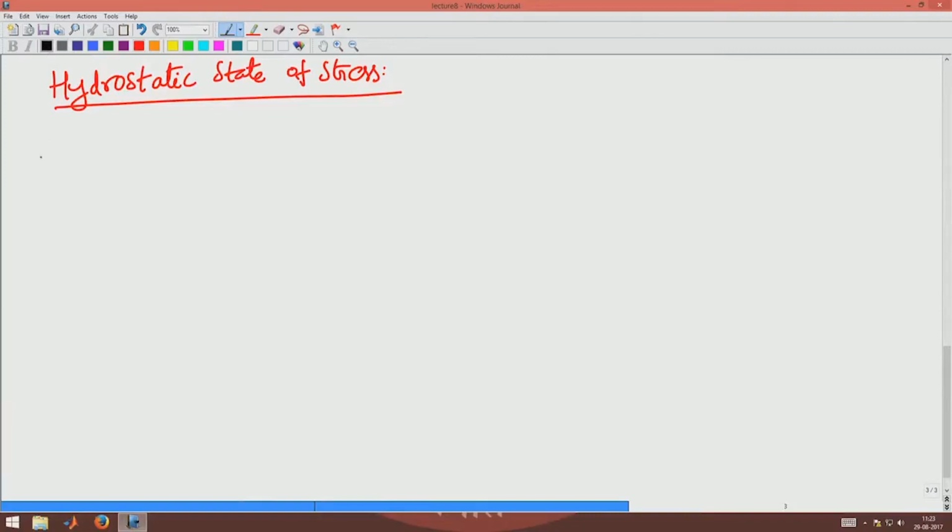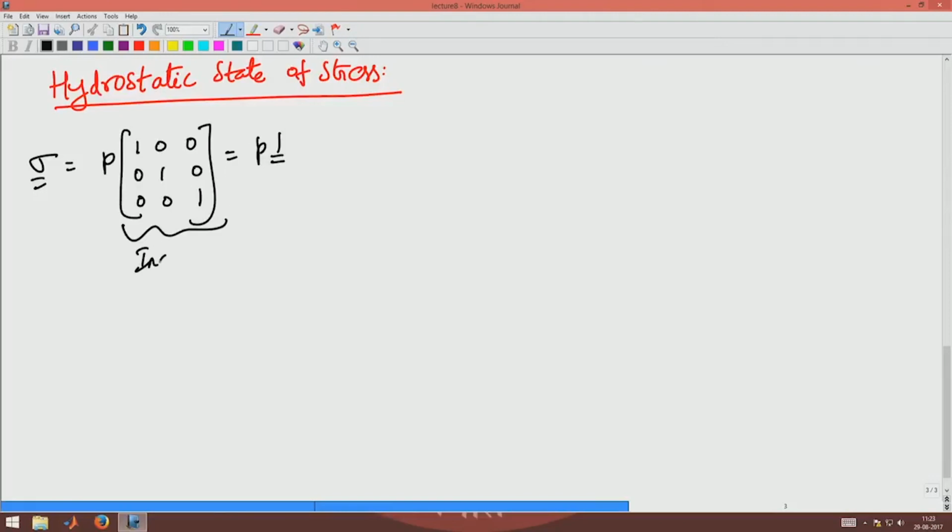If I were to write it in terms of matrices, this will be P times the matrix with 1 0 0, 0 1 0, 0 0 1, which is called shortly P times the identity matrix. This is called the identity matrix and is denoted by this symbol 1. So, basically now you have this sigma written as P times identity.